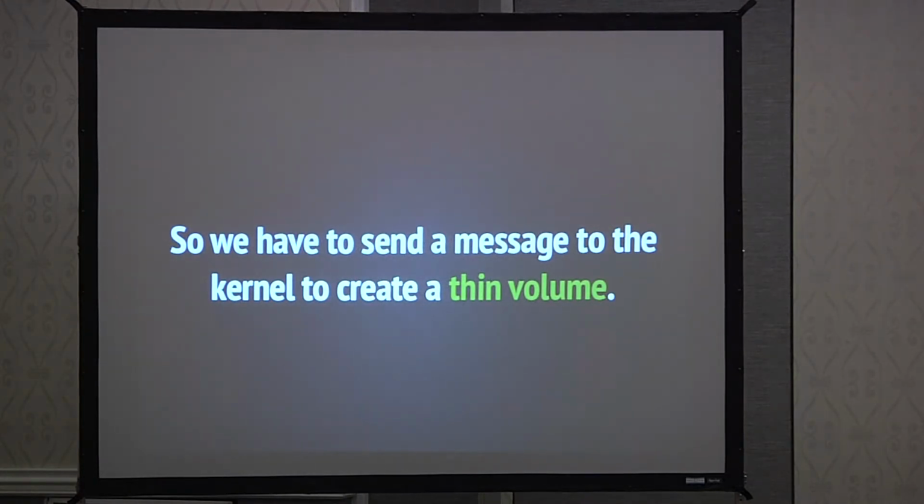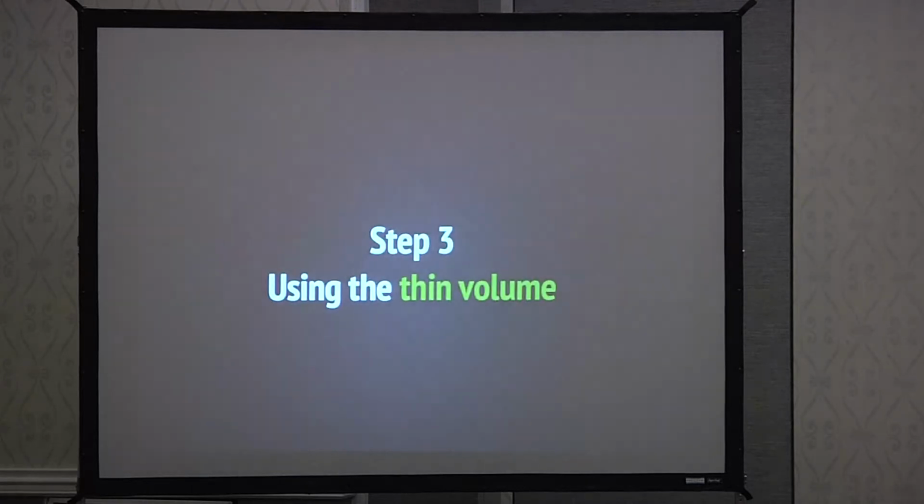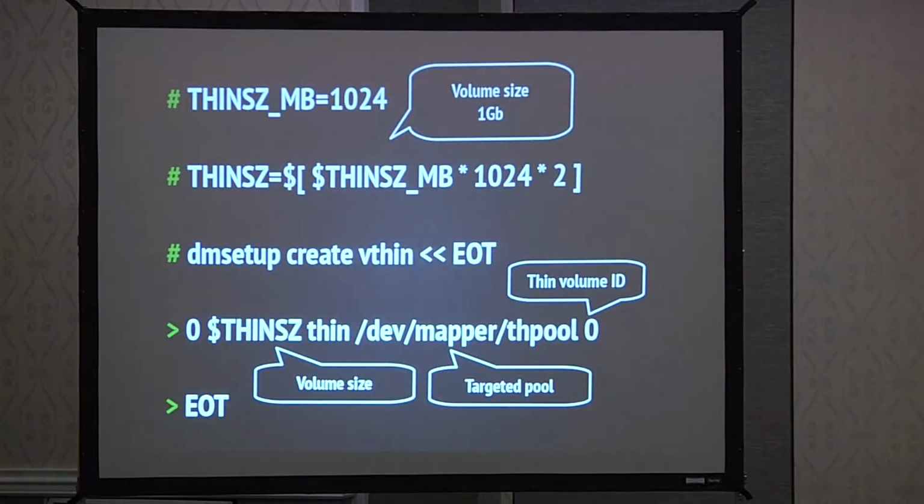To create a thin volume, we have to send a message to the kernel through dmsetup. So dmsetup message /dev/mapper/thpool, it's our pool, and create_thin 0, where 0 is the ID of the thin volume. And using the thin volume, we will create a logical volume.